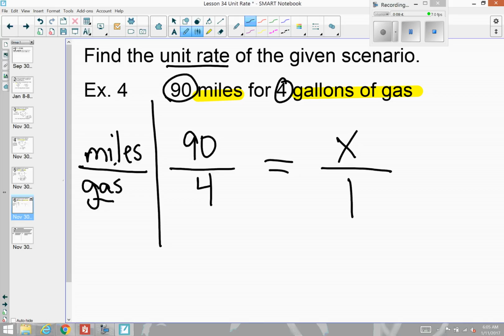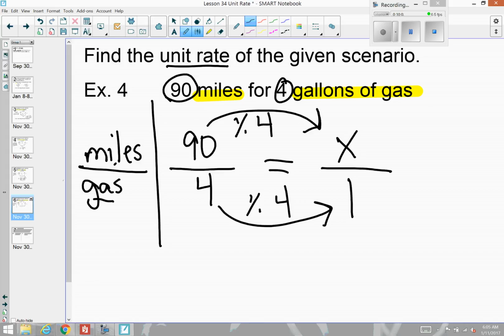And we're looking for how many miles we can go for 1 gallon of gas. So what should we do? That's right, we're going to divide by 4. Divide by 4 on the bottom, divide by 4 on the top. So 90 divided by 4 is the miles that we're going to get for 1 gallon of gas. And in this case, we're going to get 22.5 miles per gallon.